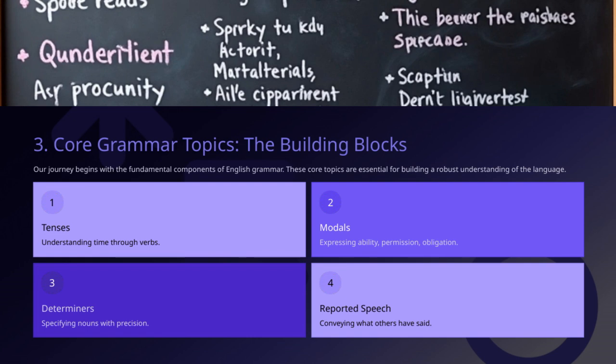Moving on, we'll discuss determiners, which are used to specify nouns with greater accuracy. They help us define exactly what we're talking about, whether it's a particular object or a general idea. Lastly, understanding time through verbs or tenses is crucial because it helps us place actions in the past, present, or future. Tenses give our sentences their timing and context, making our messages coherent. These core topics, reported speech, modals, determiners, and tenses, are the building blocks of English grammar and are fundamental for developing a strong language foundation.